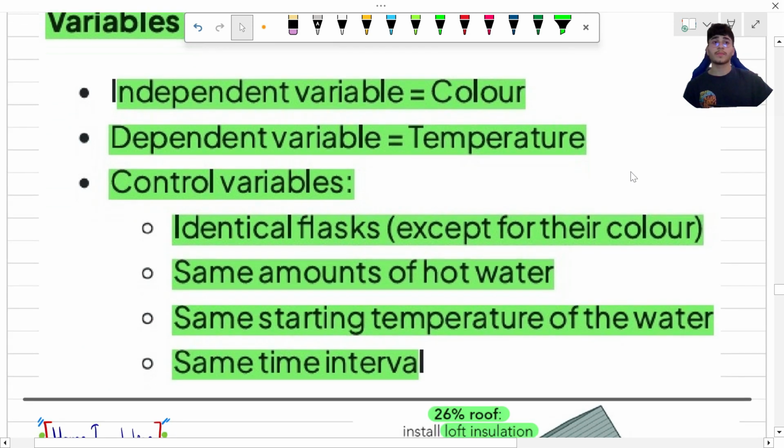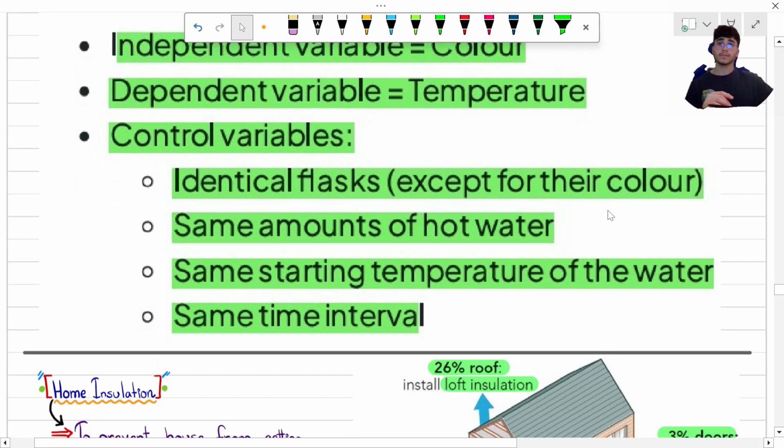Our variables in this experiment: the independent variable is color. This is the one that we're changing in the experiment, because we're experimenting with different colors. Our dependent variable is temperature, because we're going to be measuring the temperature. And control variables are the identical flask, same amount of hot water, same temperature, and same time interval. These are the variables that must remain constant throughout the whole experiment.